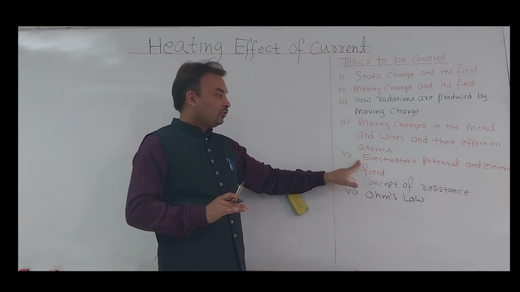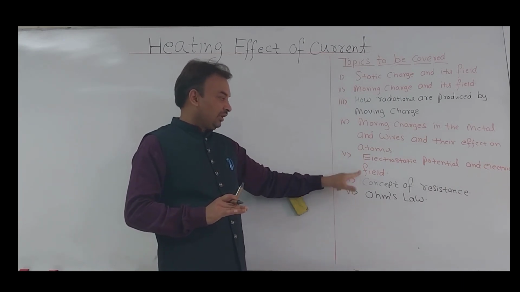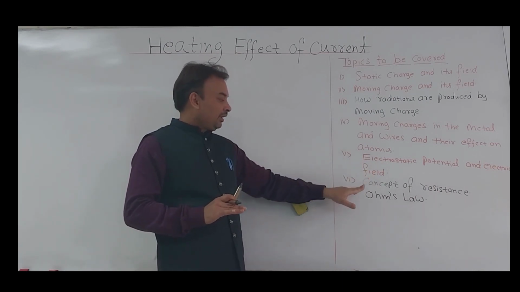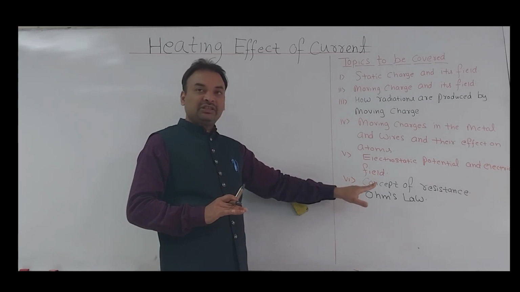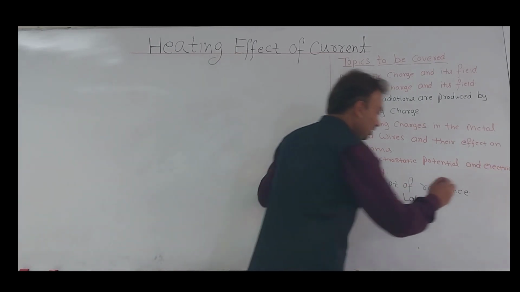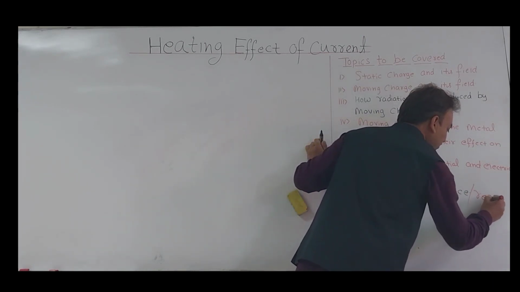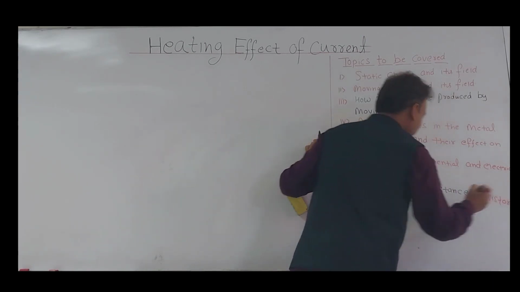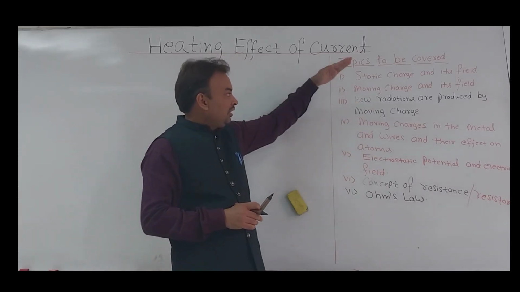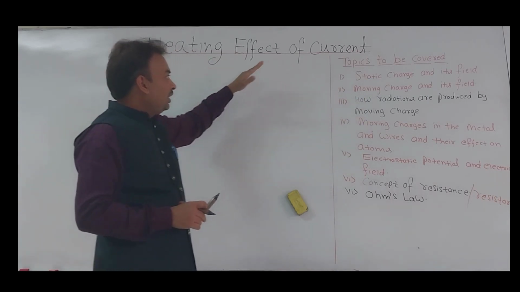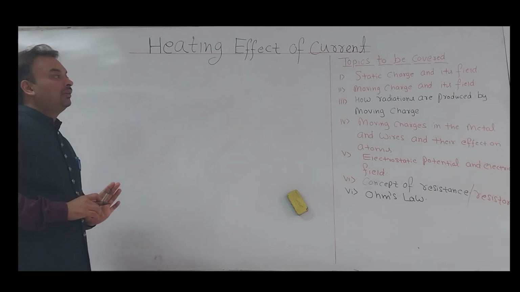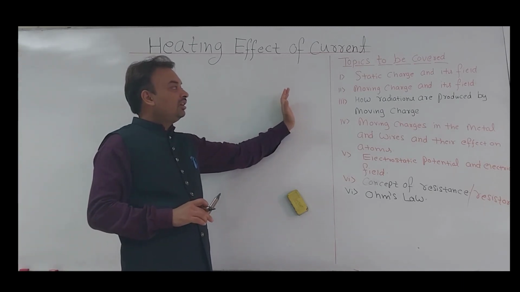And then electrostatic potential and the electric field. Actually, this is the relation between the potential and the electric field. And then the concept of resistance in the wire, resistance and resistor. And then Ohm's law, finally, right? So these are the subtopics which I will try to cover in this chapter, right? So let me start with the background knowledge, static charge and its field, right?